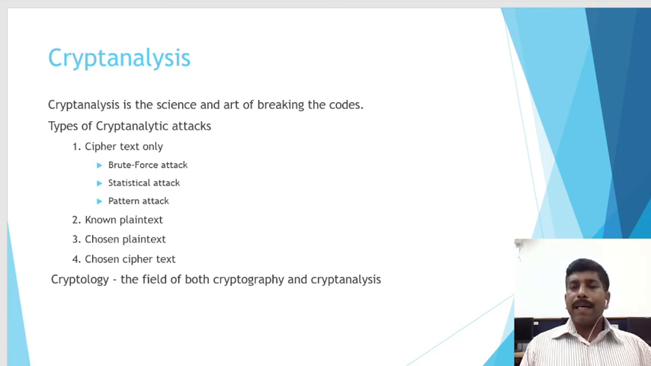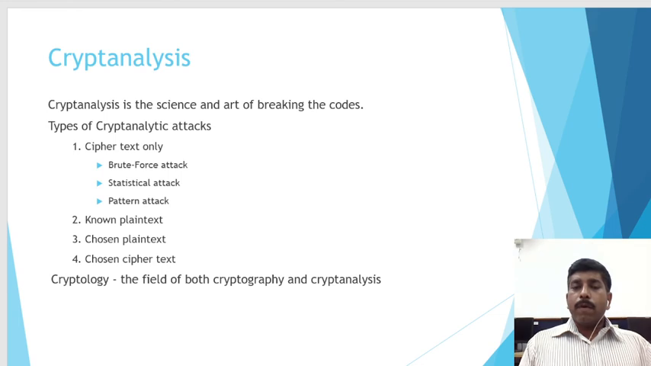Third, chosen plain text. In this case, the cryptanalyst gains temporary access to the encryption machine. They cannot open it to find the key, but they can encrypt a large number of suitably chosen plain texts and try to use the resulting ciphertext to deduce the key.